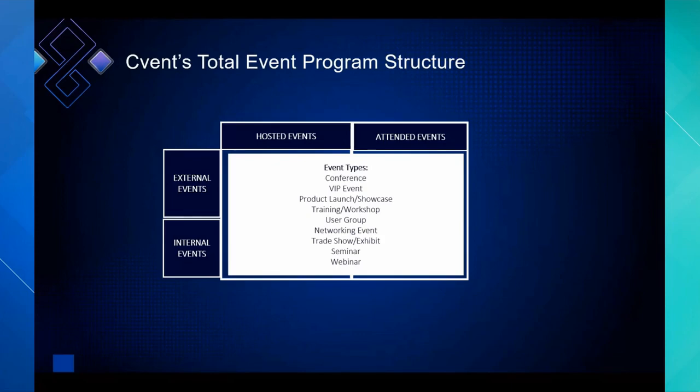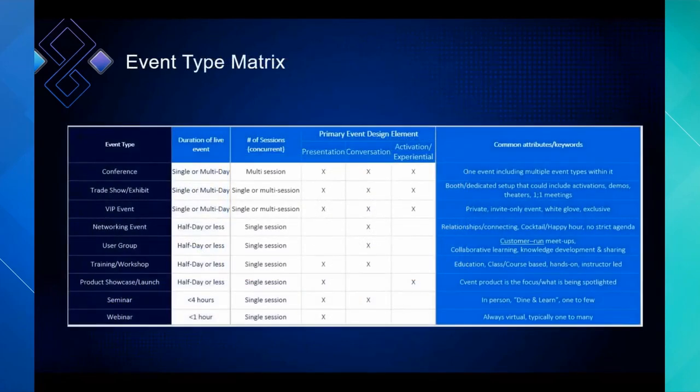Categorize your events into types. So there's 3 main criteria and keywords, and this is what we're going to take a look at next. So we really recommend taking a look at, and if you look really in the center of this chart, presentation, conversation, and then the activation. That's where that sensory piece comes in.